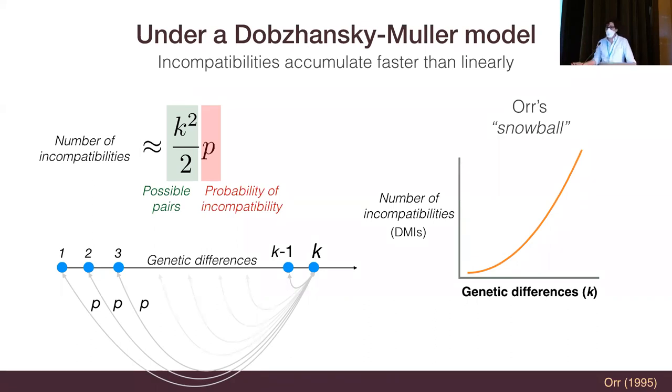And if you assume that each one of those pairs has a probability of incompatibility of P, then you just have to take the product of that to roughly estimate the number of incompatibilities that you expect at that particular time. Of course, if you plot the number of genetic differences on the x-axis and hope that they're accumulating in a roughly molecular clock, then you're approximating the number of incompatibilities growing quadratically, or at least faster than linearly with time.